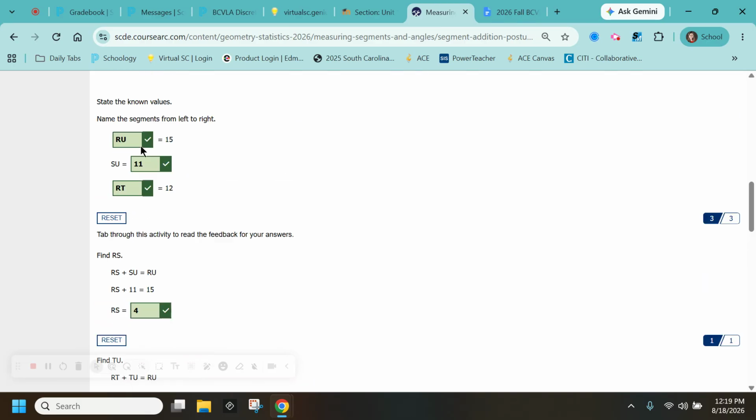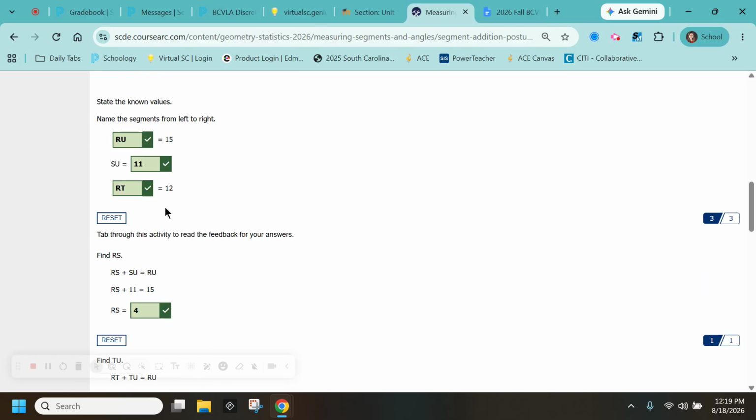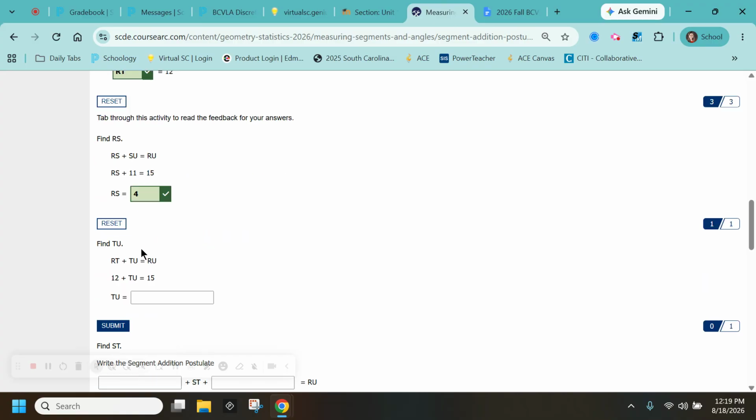RT, we know, is 12 up here. TU, we don't know yet, but we know RU is 15. And so similarly, this 12 is added, so we can subtract it from 15 to find the length of TU, which is 3.